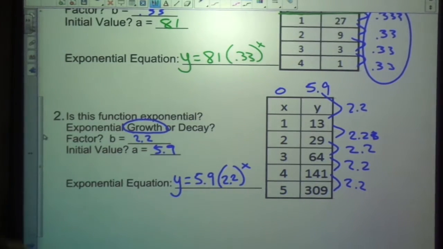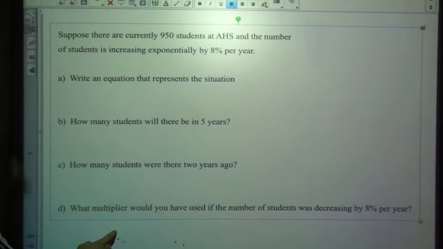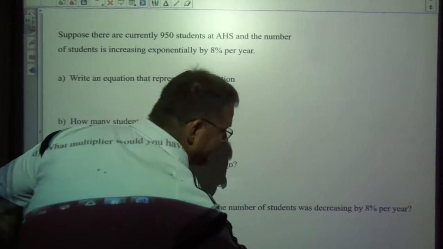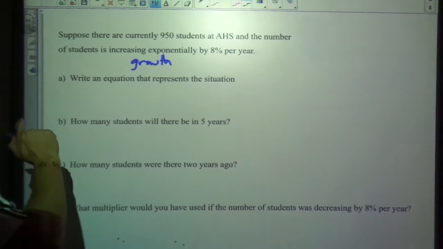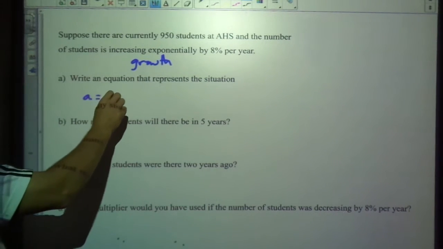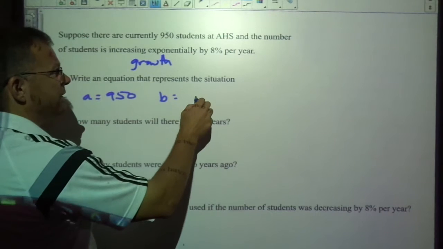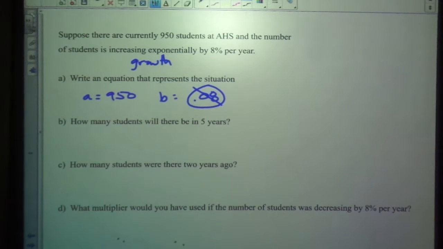Okay? On the back of your paper, you'll see there's an application problem here. Suppose there are currently 950 students at Aurora High School, and the number of students is increasing exponentially by 8% per year. Now this is telling me this is going to be growth, right? Because it's increasing. The a value here is our starting amount, that is 950. Now the b amount, though, we have to be careful. It's not just 0.08. That is not correct.